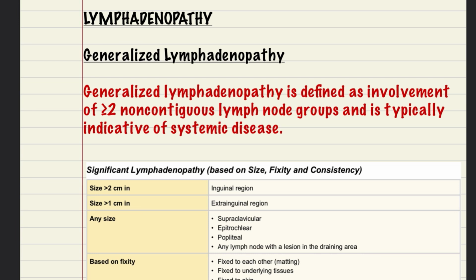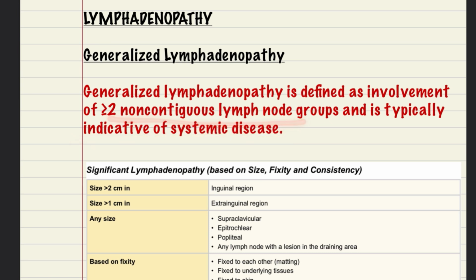So let me keep it very simple and easy for you. Let us start. What is generalized lymphadenopathy? Generalized lymphadenopathy means that there is involvement of more than 2 non-contiguous lymph node groups and is typically indicative of systemic disease.